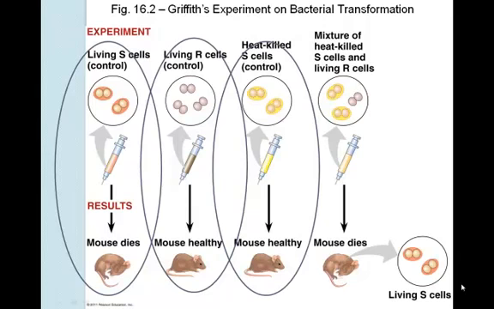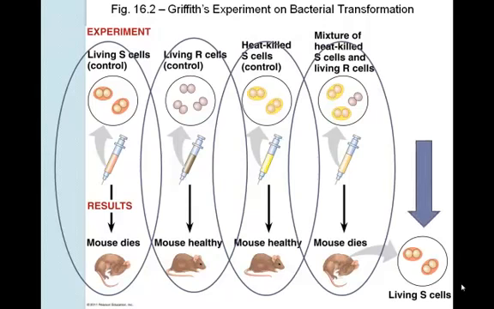The unexpected result came when he combined the living R strain bacteria and the heat-killed S strain bacteria, and the combination of these 2 caused an infection that killed the mice. In examining the mice that died, he found living S strain bacteria. How had the living R strain acquired the capsule from the dead S strain? Griffith did not know the answer, but he called this transformation. Something about the dead S strain had transformed the R strain so that they were now S strain bacteria.